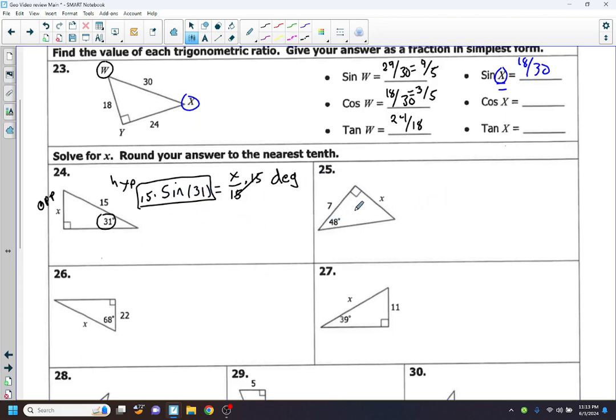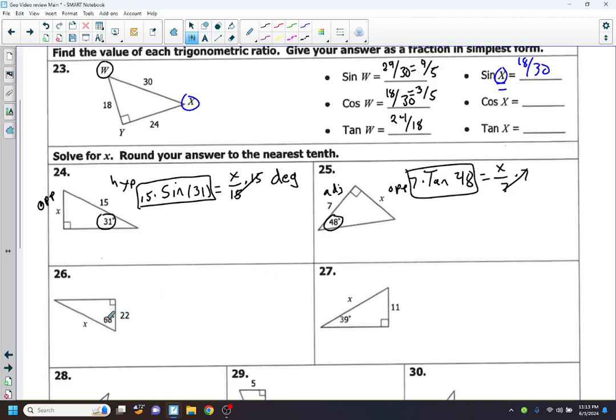So this one, kind of same thing. This is a tangent. So we're standing here. This is opposite. This is adjacent. So TOA tells me I'm going to go tangent. So tangent of 48 equals opposite x over adjacent 7. Same situation, times 7 on both sides. That will be your answer when you type it in.